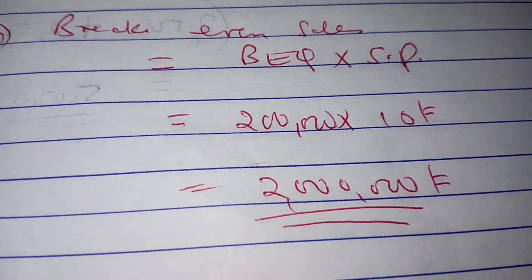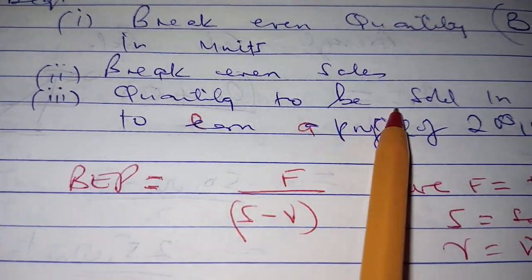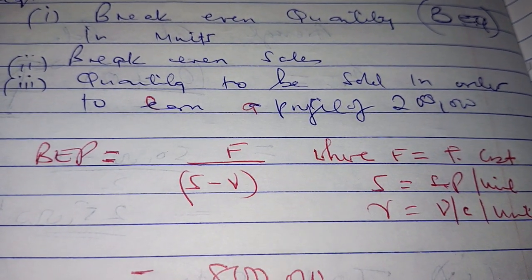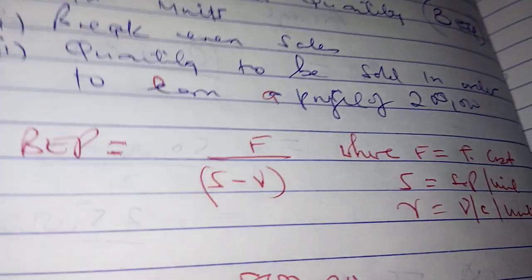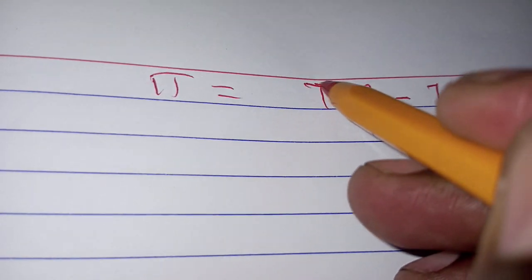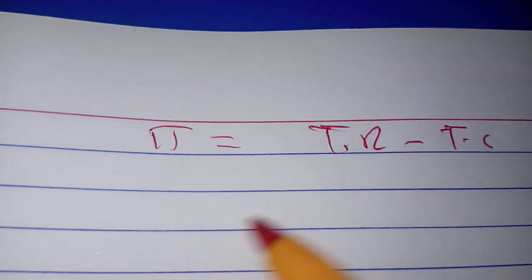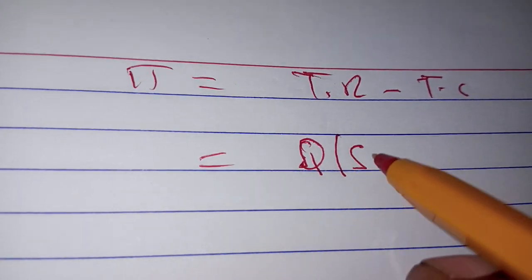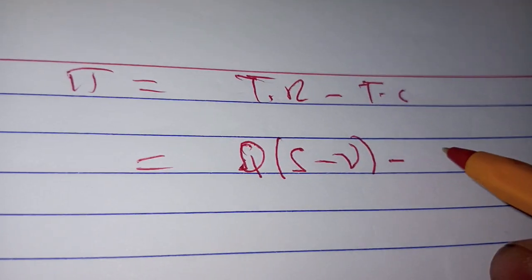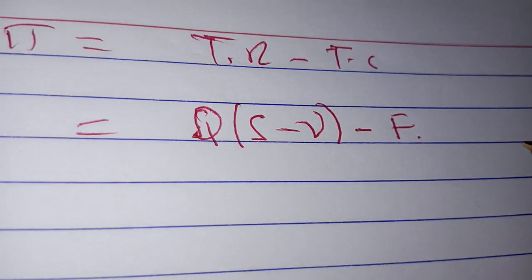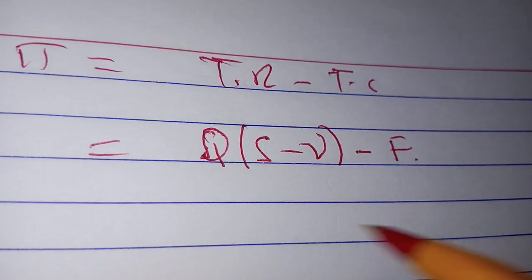The last question says, find the quantity to be sold in order to earn a profit of 200,000. From our past discussion, we say that the profit is given as total revenue minus total cost. That is something we know. Then the total revenue will be given as the quantity into bracket S minus V, then you minus the fixed cost, F. Okay, then this is our profit.